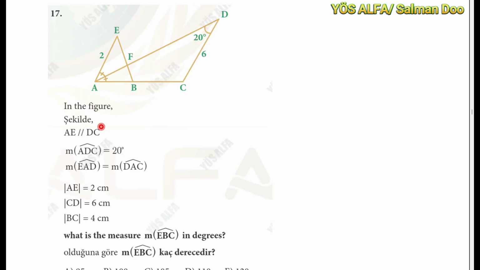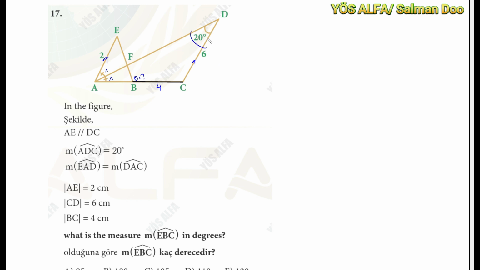Number 17. In the figure, AE is parallel to DC. ADC is equal to 20. EAD is equal to DAC. It's given here. AE, CD, and BC are also given to be 2, 6, and 4 respectively. So BC is 4. I'm going to add this. Angle EBC is asked. So we'll start from here.